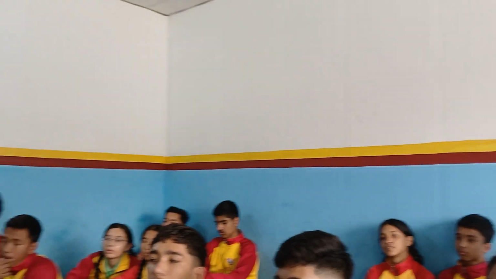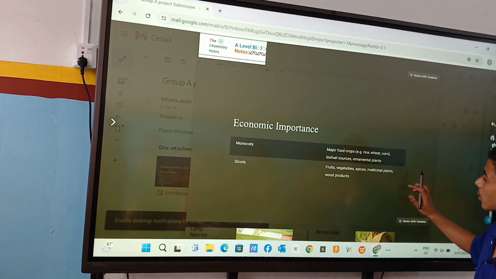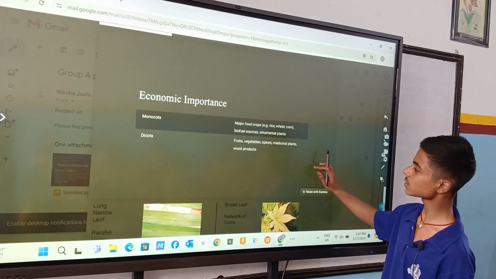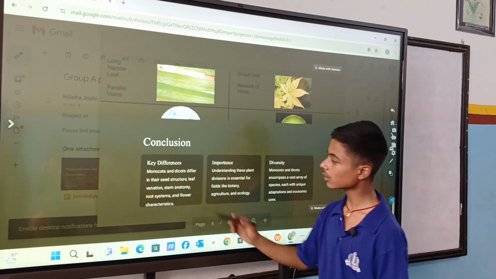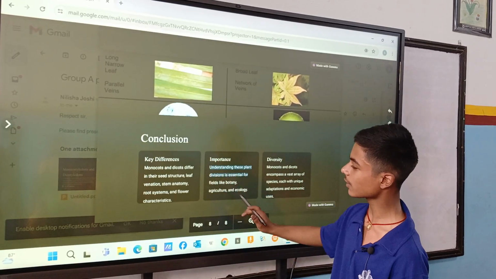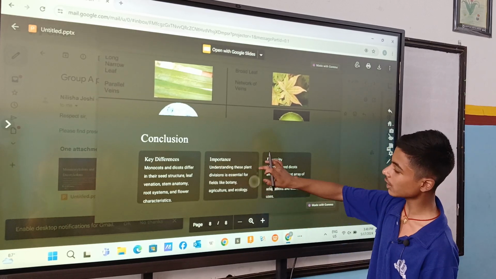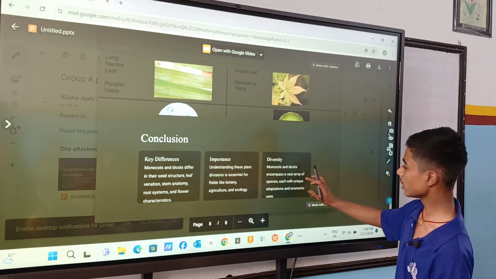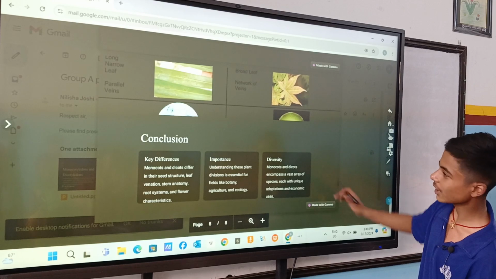There is economic importance of monocots and dicots too. The major food crops, rice, wheat, corn, biofuel and ornamental plants are sources of monocots, and fruits, vegetables, medicinal plants and wood products are from dicots. Conclusion, key difference: monocot and dicot differ in seed and structure of leaf, venation, stem anatomy, root system, and flower characters. Importance: understanding plant division is essential in botany, agriculture, and economic diversity. Monocot and dicot encompass a vast array of species with unique adaptations and uses. Thank you. Have a nice day.